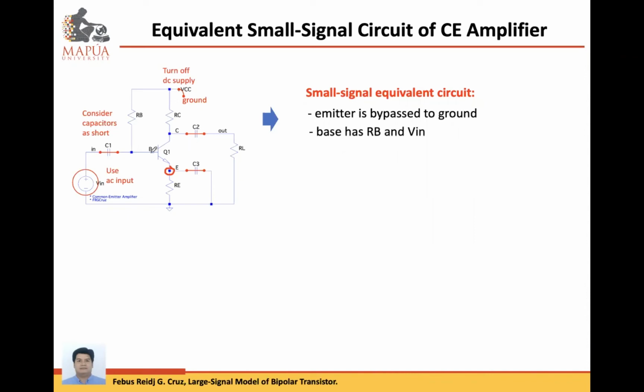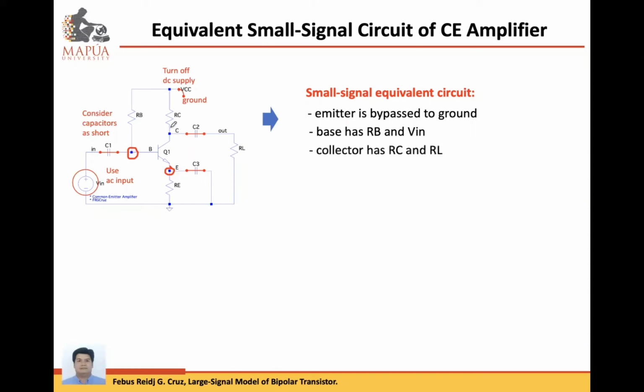Then for base, take a look at the base terminal. Base terminal will now have base resistor RB connected between base and ground. And you have input voltage connected between base and ground. So when we draw the equivalent circuit, Vin will be connected in parallel with RB, and the two will be in parallel, connected between base and ground.